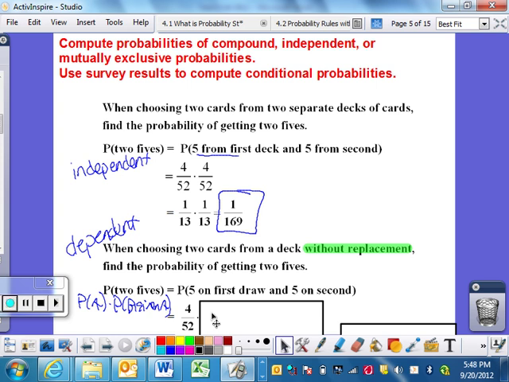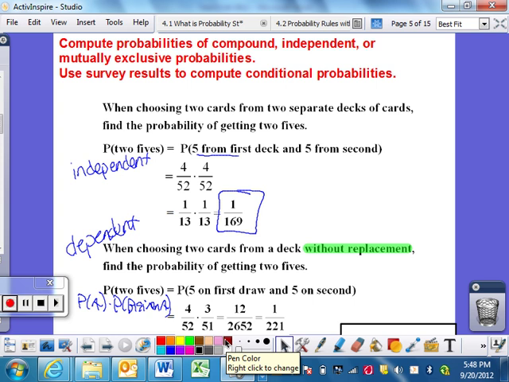But now your probability of B is changing. How is it changing? Well, one 5 is already gone, and one card in your deck is already gone. So you only have 3 options out of 51 to get another 5. That's going to obviously make your odds a little bit worse. And if you go through the math, multiply straight across, and simplify down, you now have a 1 out of 221 chance compared to 1 out of 169 with the independent decks.